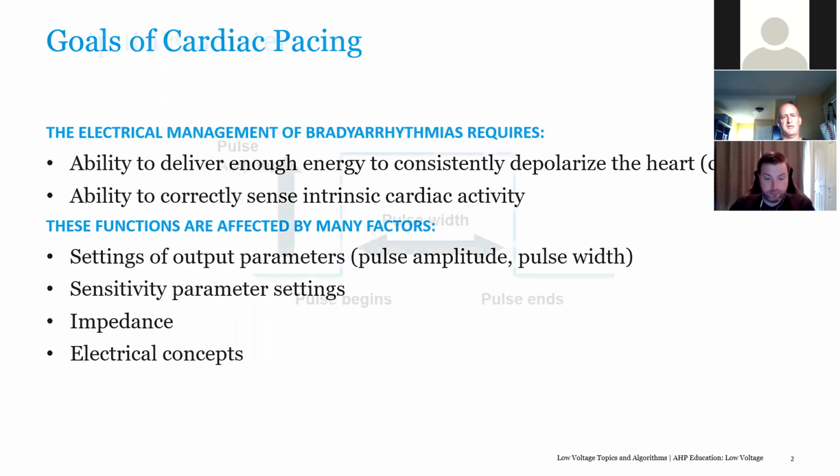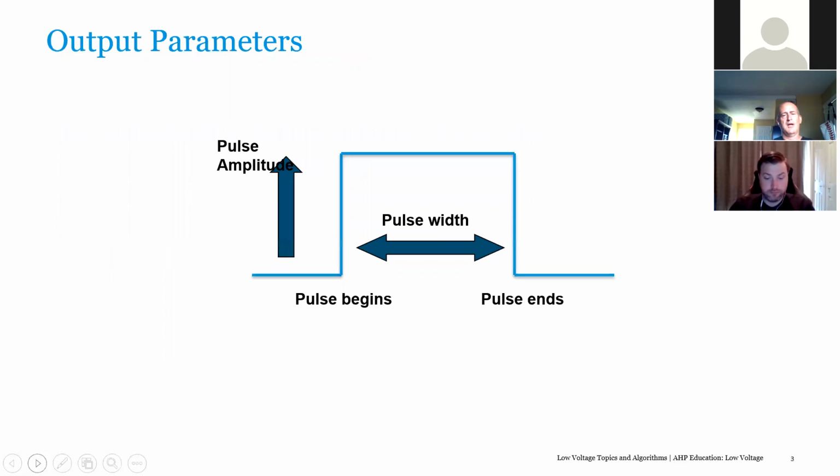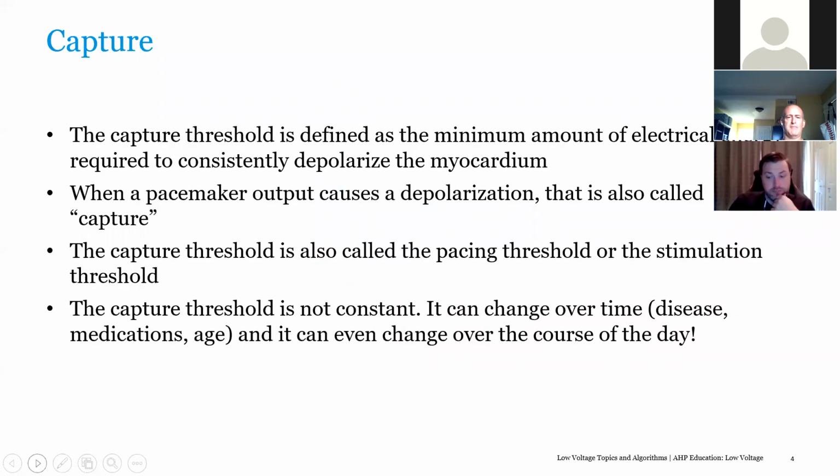To begin with, let's talk about the output, or the two things that affect the output, the amount of energy going to the heart to make it contract. The first is the pulse amplitude, and the second is the pulse width. So we can vary the amount of current going to the heart, or amplitude, by increasing the voltage or increasing the amount of time we're sending a voltage. That's two very important concepts there. So when we do that, we're doing that in order to capture the heart, okay?